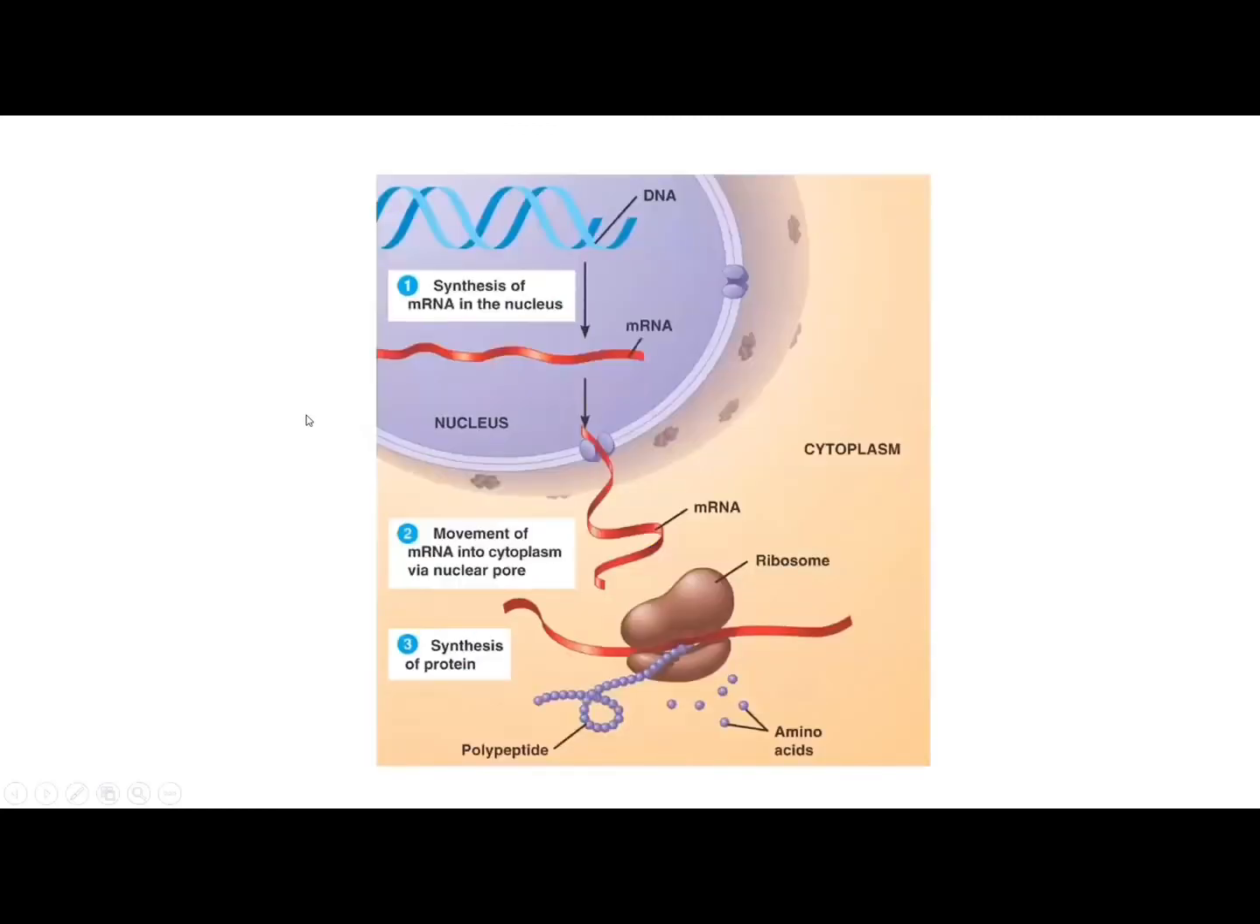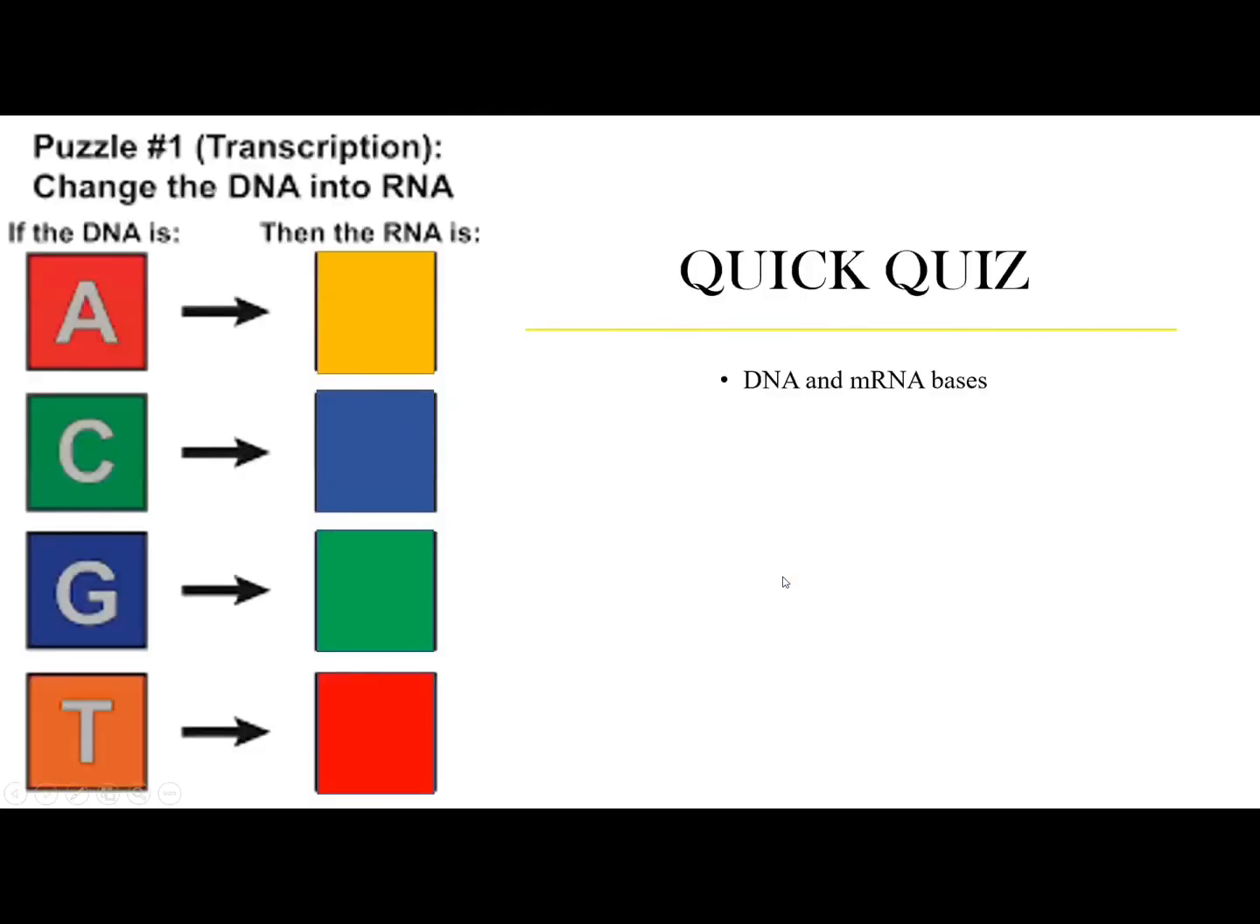Okay, so remember, there are 2 main processes: transcription in the nucleus and translation in the cytoplasm with the help of tRNA and ribosomes. All right. Okay, that's all for the lecture. Now I'm going to give a quick quiz on the nucleotide bases in DNA and mRNA.